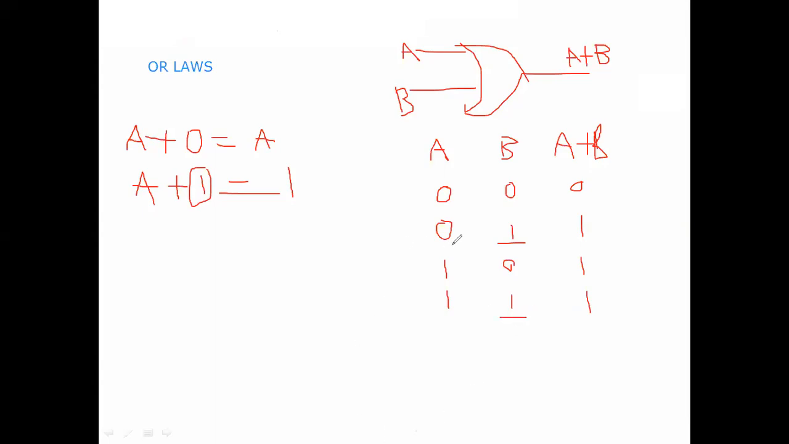Okay. So here, see the status of A. If A is 0, what is the output? 1. If A is 1, what is the output? 1. That means if one of the inputs is 1, that is B equal to 1, whatever the A value may be, the output is constant, that is 1. A plus 1 equal to 1. Very, very important.